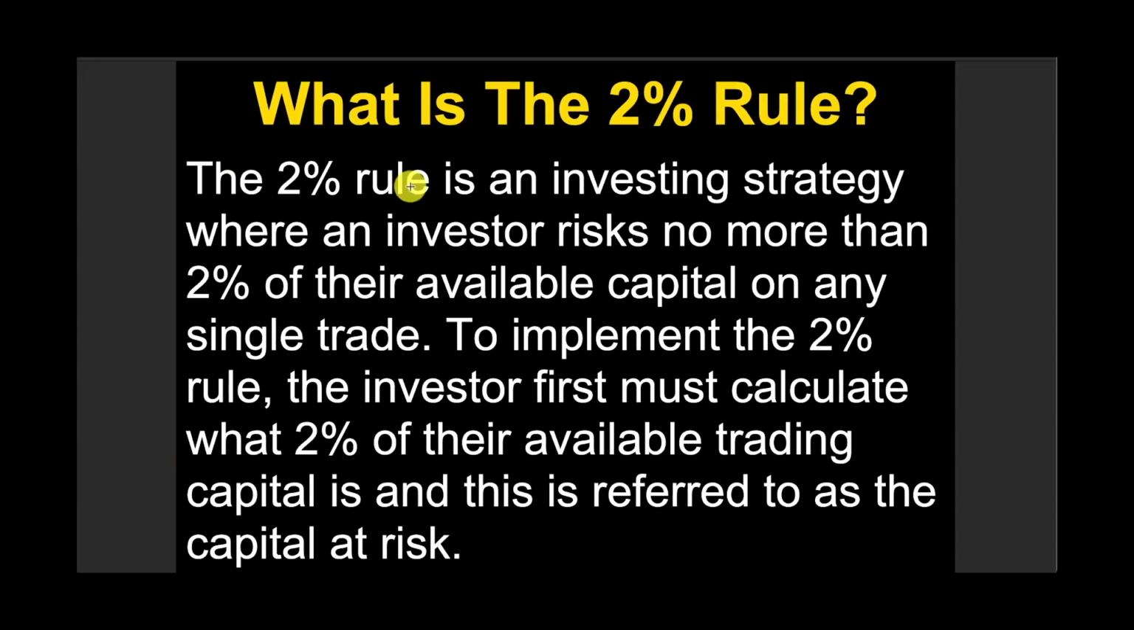The 2% rule is an investing strategy where an investor risks no more than 2% of their available capital on any single trade. To implement the 2% rule, the investor first must calculate what 2% of their available trading capital is, and this is referred to as the capital at risk.